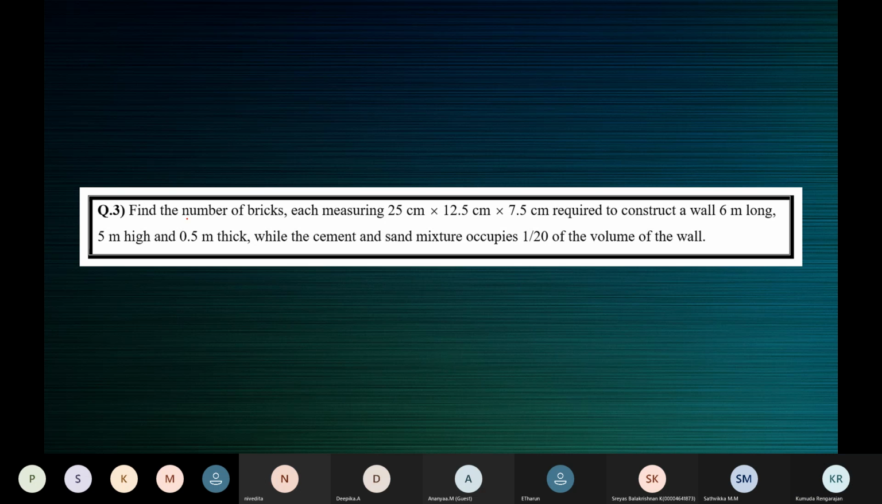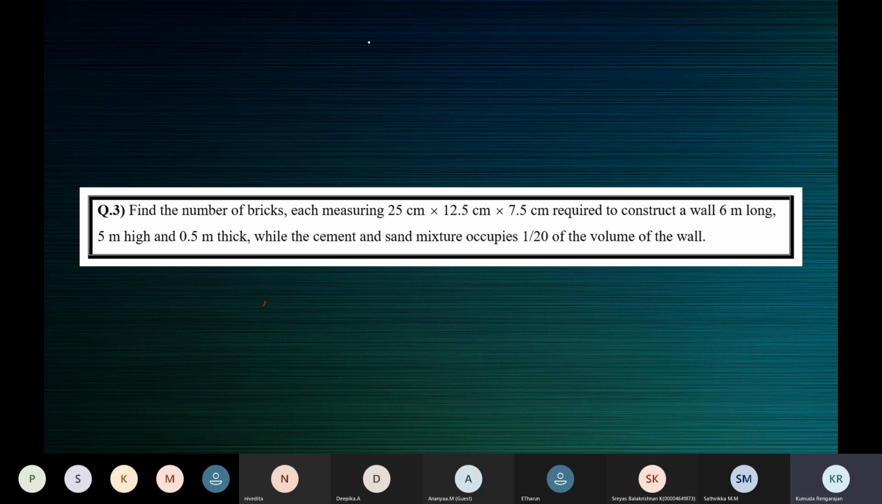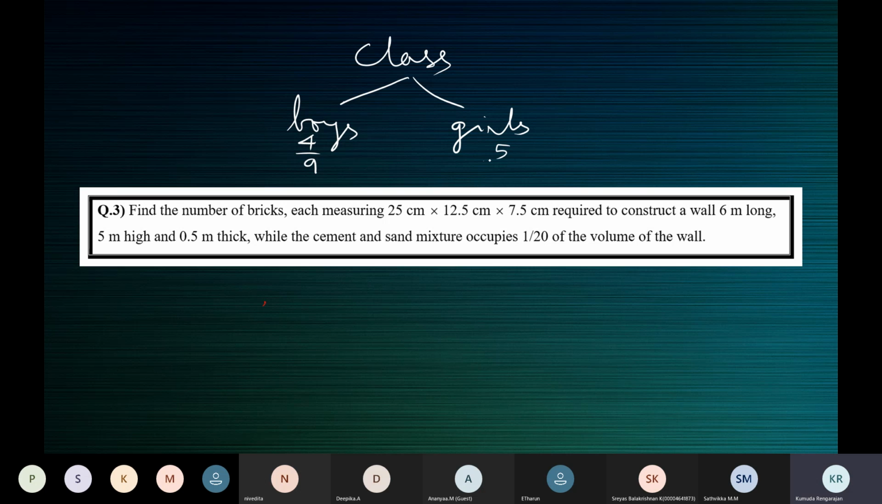See, like when we say classroom, boys and girls. If 4/9 of the class are boys, then 5/9 of the class are girls. And when you add these two, you will get 1. 4/9 plus 5/9 is 1.